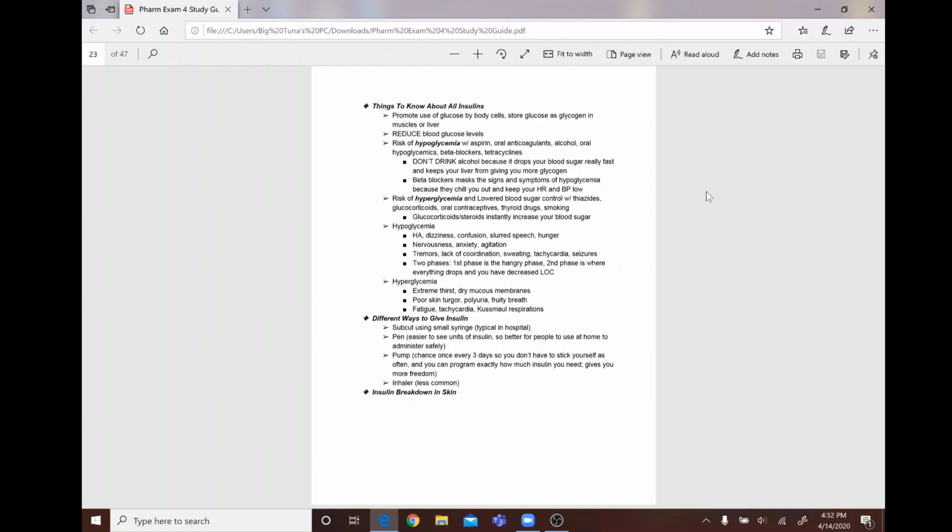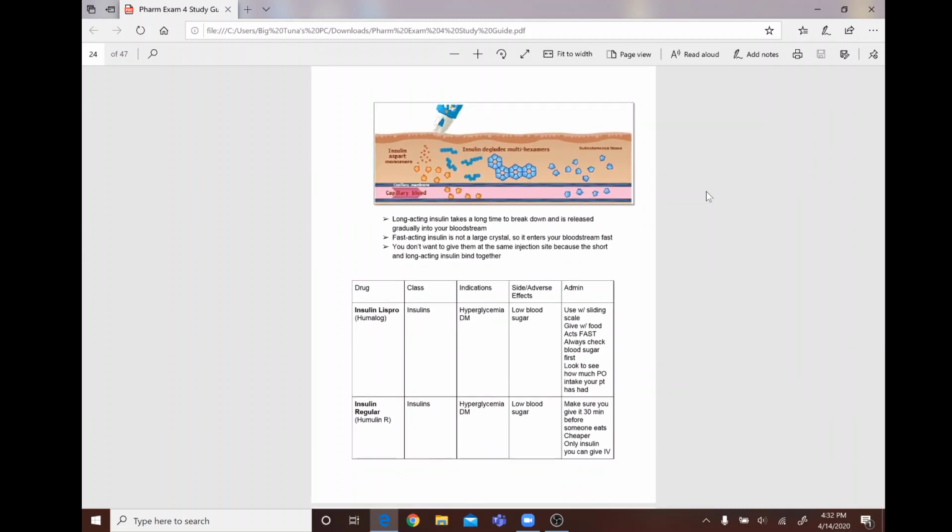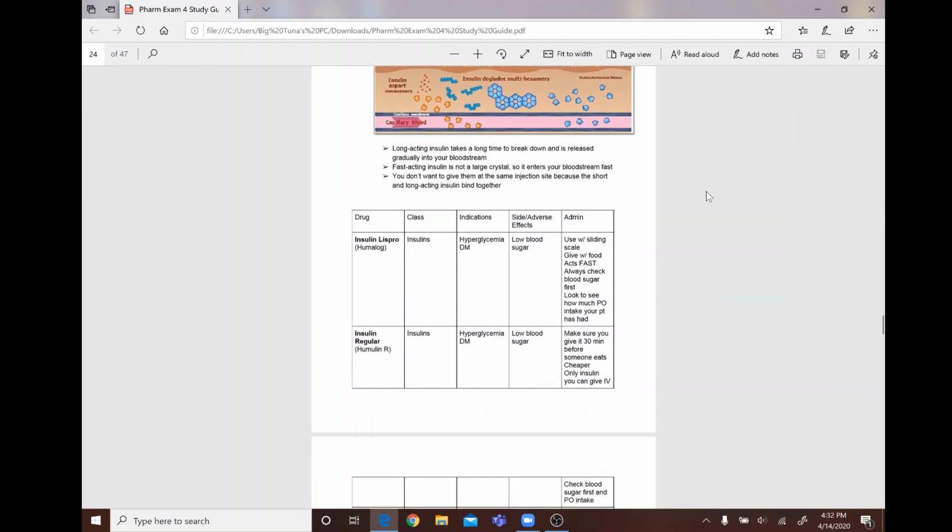What are the 4 different ways to give insulin? Subcutaneously, pen, pump, and inhaler. Are we going to give fast and long-acting insulin at the same time? Nope, you're going to draw them up in different syringes and you're going to inject them in different places.